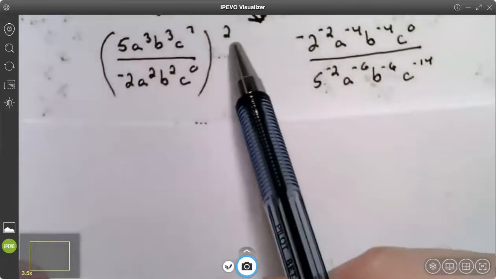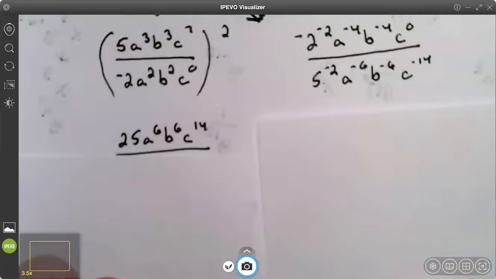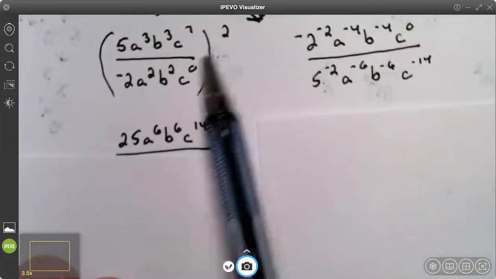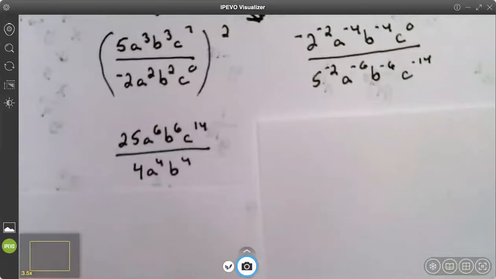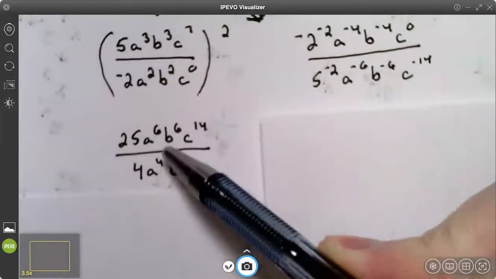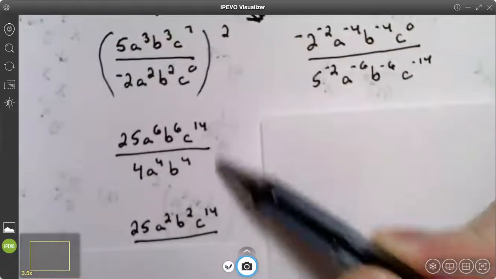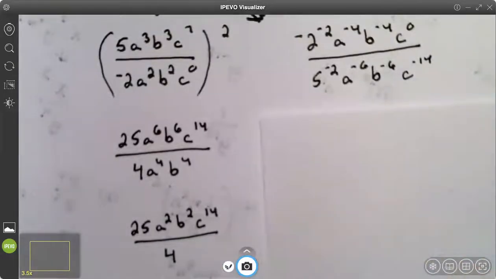All right, so when I apply this 2 to everything in the numerator, I get 25, a to the 6th, b to the 6th, c to the 14th. And when I apply this 2 to everything in the denominator, I get 4, a to the 4th, b to the 4th. 25 divided by 4 is a fraction or a mixed number, so I'm going to leave my 25 up top and my 4 on the bottom, but I can simplify these exponents. 6 minus 4 gives me 2 up top. 6 minus 4 gives me 2 up top on the B's. I don't have anything else to do with the C's, so it stays c to the 14th.